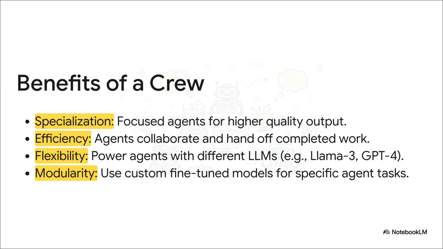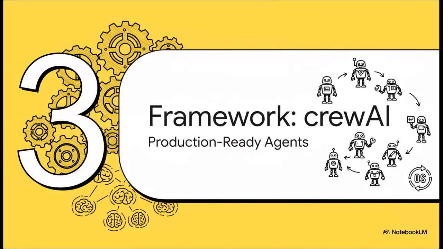Think about it. You can use a cheap, fast model like Llama 3 for your researcher agent who just needs to go find facts. Then you can bring in the big guns like GPT-4 for your writer agent to craft the final report. And you make this possible with smart task management. You just define a task with a very clear expected output and hand it to the perfect agent for that job.